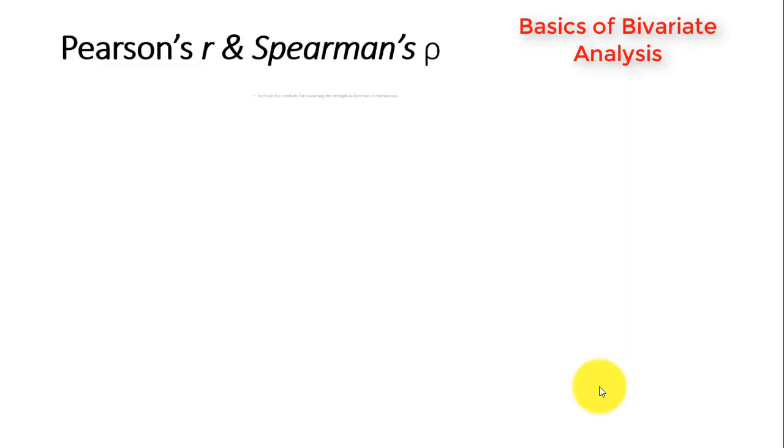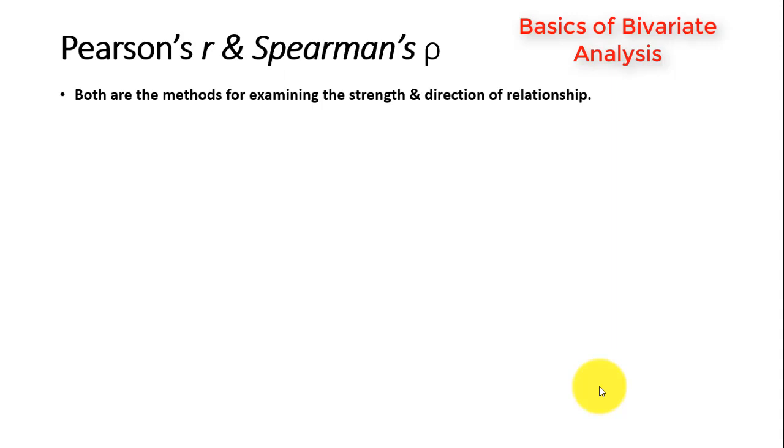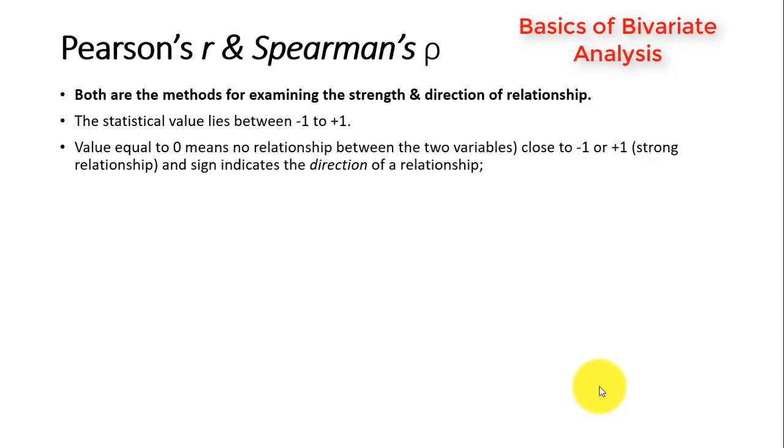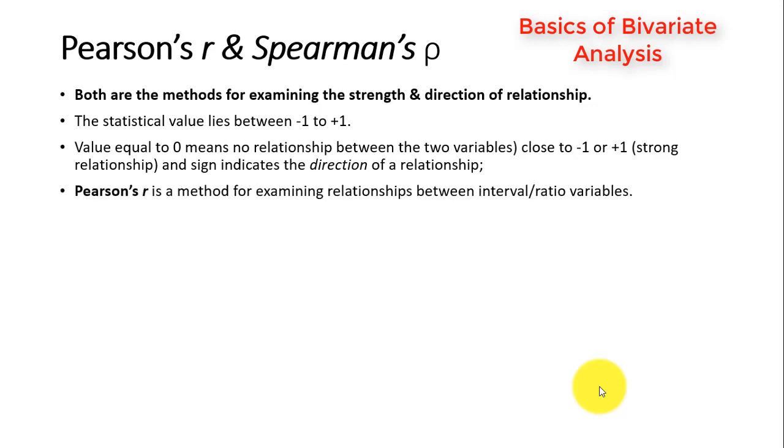Pearson's r and Spearman's rho are both methods for examining the strength and direction of the relationship between variables. The statistical value lies between -1 and +1, and a value equal to 0 means there is no relationship between the two variables, and a value close to -1 or +1 signifies a strong relationship. The sign of the value indicates the direction of the relationship.